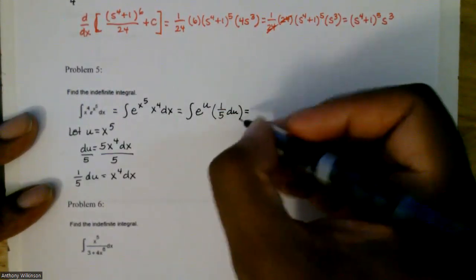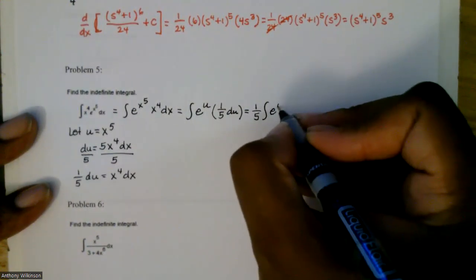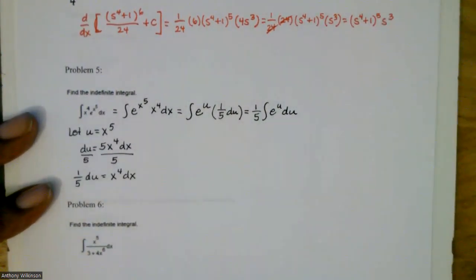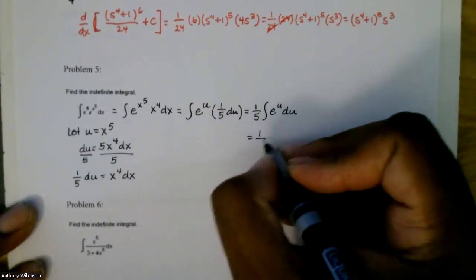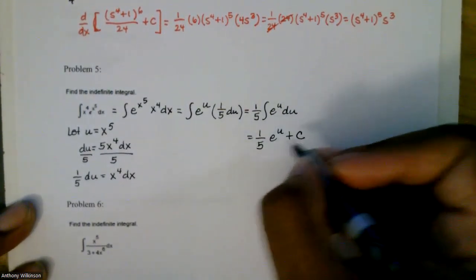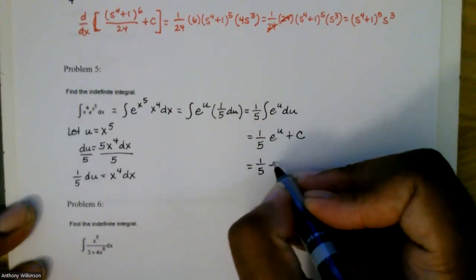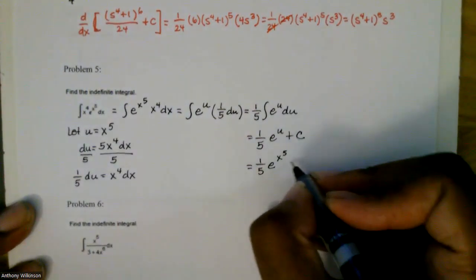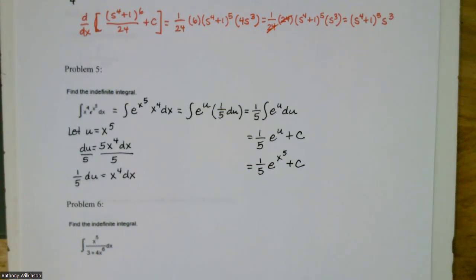Well, 1/5 is a constant, so I'll pull the 1/5 out in front, so it'll be 1/5 times the integral of e to the u du. Well, the integral of e to the u du is the simplest one to do. So the integral of e to the u is e to the u, then plus c. Well, that u is equal to x to the fifth, so it'll be 1/5 e raised to the x to the fifth plus c. And that's my final answer there.